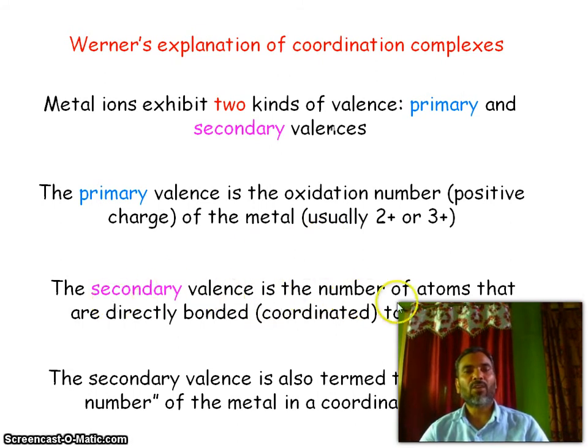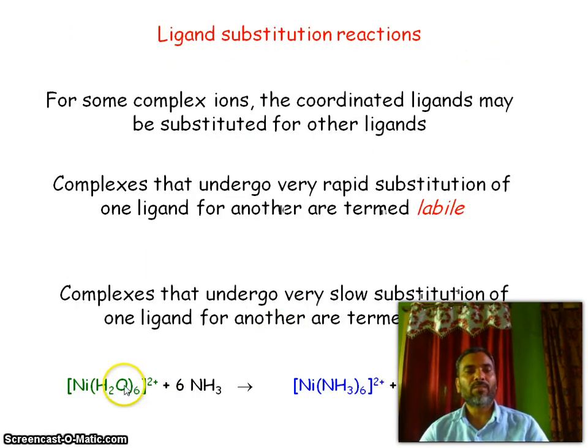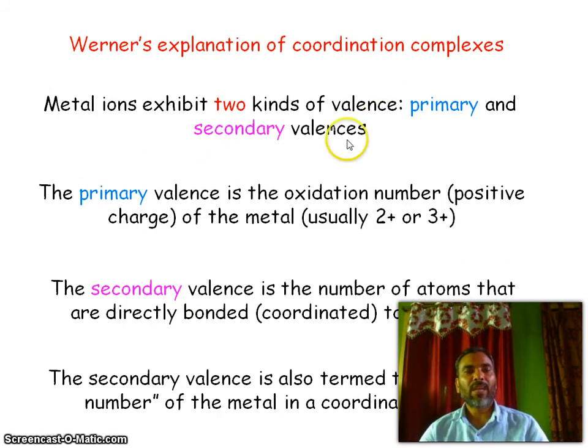The secondary valency is the number of atoms that are directly bonded, coordinated to the metal. How many coordinated? This. So, primary and secondary. Now friends, the secondary valence is also termed the coordination number. That is important. Just remember, most of the time people do not care about such peculiarities and words, so they face problems in examinations. They forget the meaning of primary and the meaning of secondary.